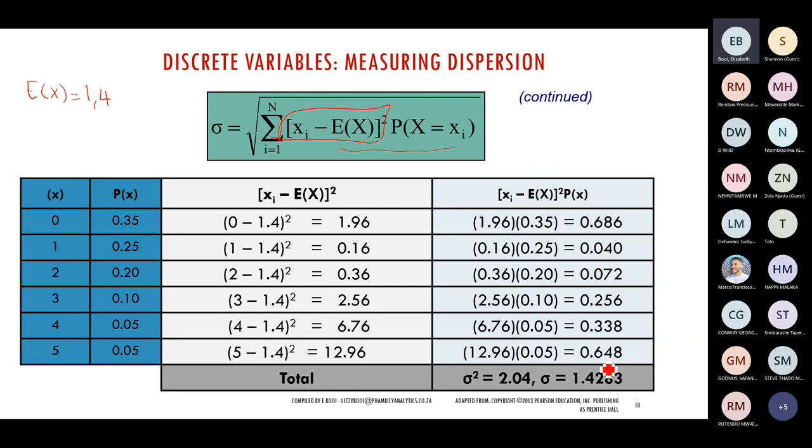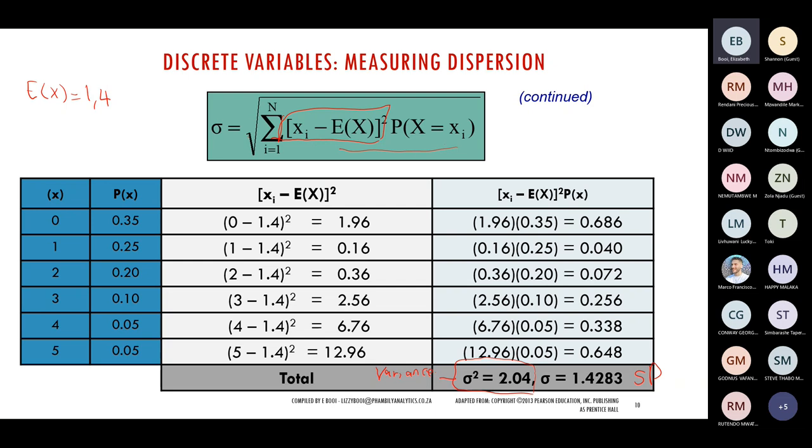I add all these values together. When I add all these values together, they give me everything underneath the square root, which is my variance. My variance of 2.04. When I take the square root of 2.04, I get my standard deviation, which is 1.4283. And that's how you calculate the variance and the standard deviation of your discrete variable.